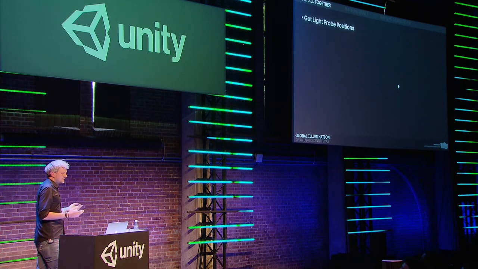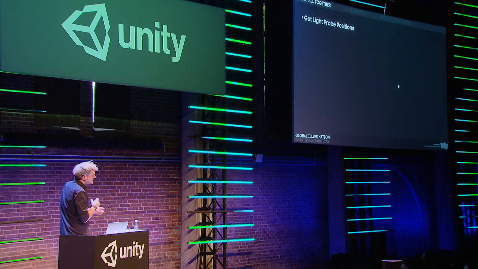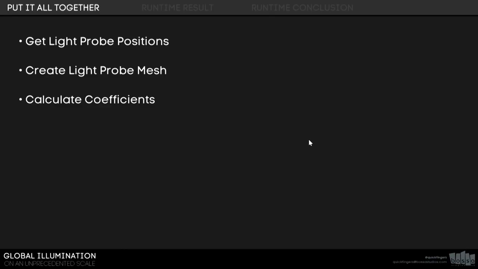So let's put it all together. We got the light probe positions the same way we did at edit time. That was easy enough. We created the light probe mesh using that tool from Black Imp software called geometry algorithms. It was just one line to create this data structure with all the tetrahedras in. And then we calculated the coefficients. So we used that weird sort of light mapper type thing that I made just to get a good enough coefficient for each probe. Then we put it all into our fake asset bundle.